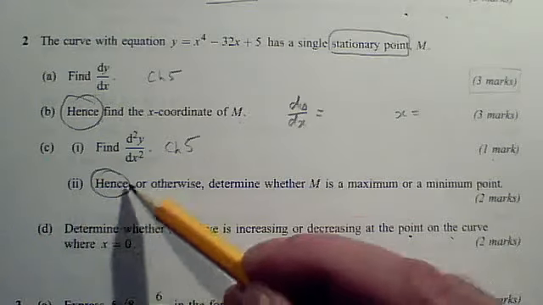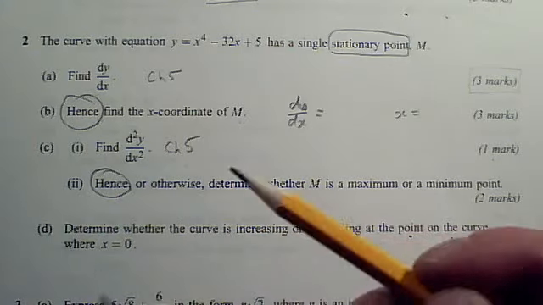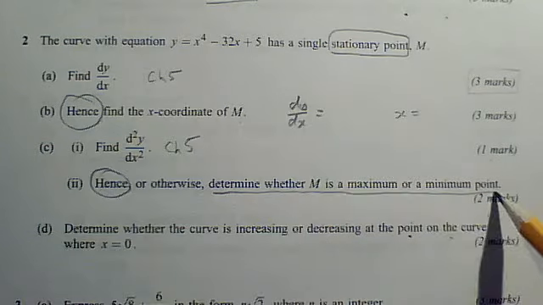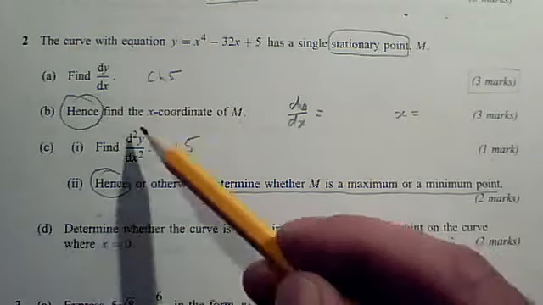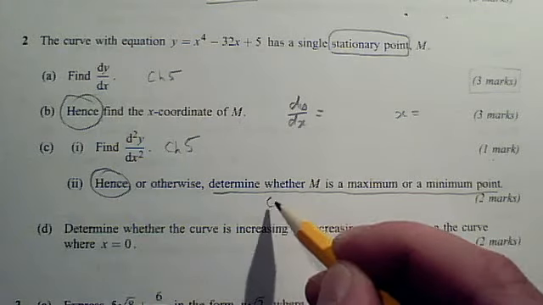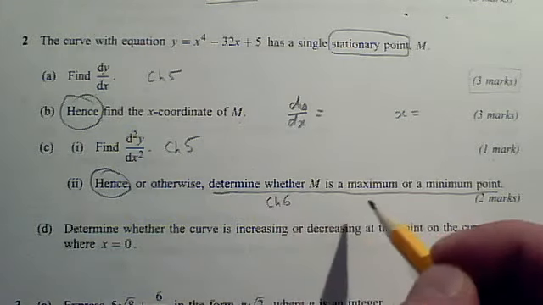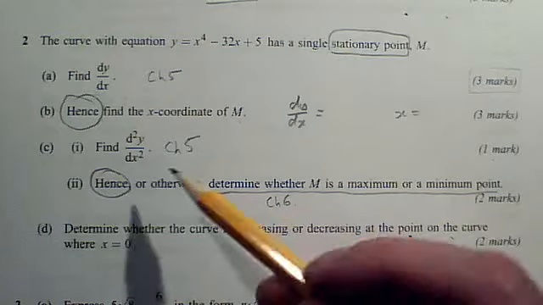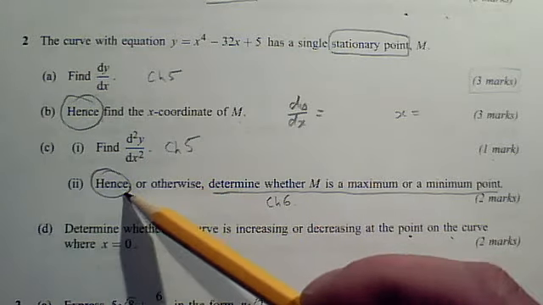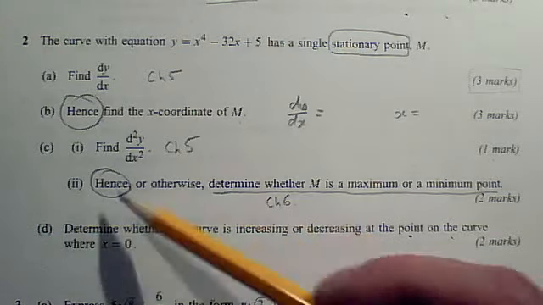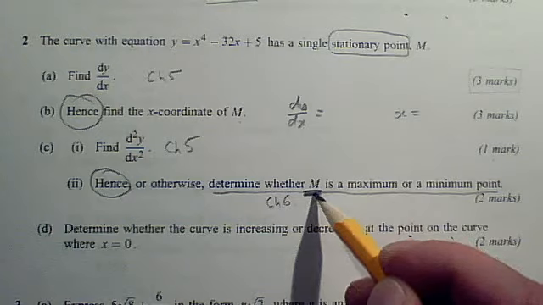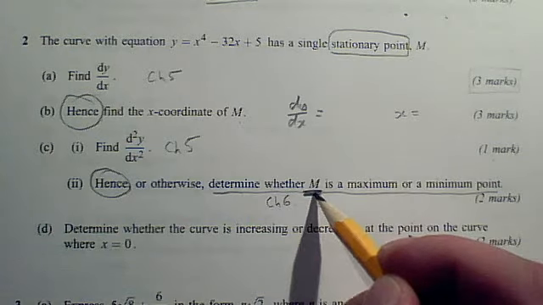Hence, or otherwise, so use what you've just done to determine whether M is a maximum or a minimum stationary point. So we're going to be using d2y by dx squared. Your notes in chapter 6 will remind you of how to interpret the value of it, but you do need a numerical value, so you need to substitute an x value in to your d2y by dx squared, and it's relating to the point M, so you need to know the x-coordinate of M, which you've got.